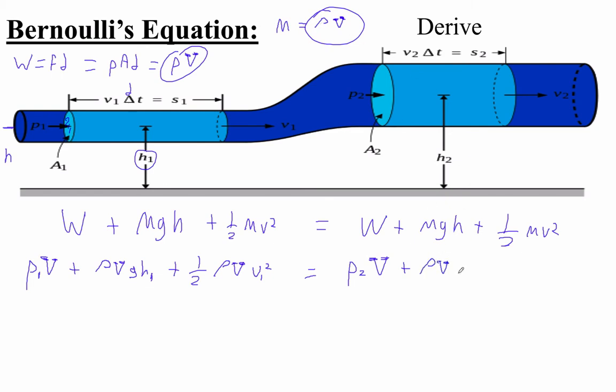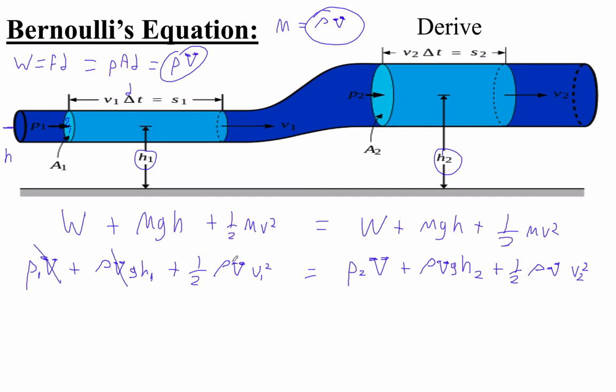So the mass is density times volume times g times h2. So we've got a different height here. Plus 1/2, and then again I'm going to put density times volume times velocity 2 squared. This seems like a lot, but we're just substituting into a fairly well-known formula here. If you're paying attention, you can see that there's a volume factor that we can cancel out of every single one of these terms.